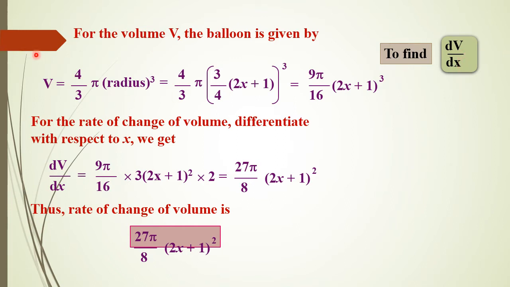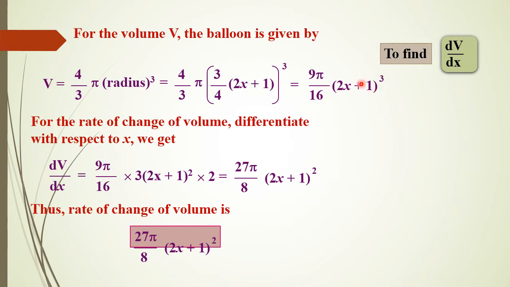Next, V is equal to 4 by 3 pi, it is r cube. R is called the radius. Radius is already determined, that is 3 by 4, 2x plus 1. So after substituting here, 3 divided by 2, 2x plus 1 whole raised to cube. Now simplify this again. 3 raised to 3 divided by 4 raised to 3, then 2x plus 1 whole raised to 3. Power 3 you apply with all the terms, and after simplifying you will get 9 pi divided by 16 into 2x plus 1 whole raised to cube.